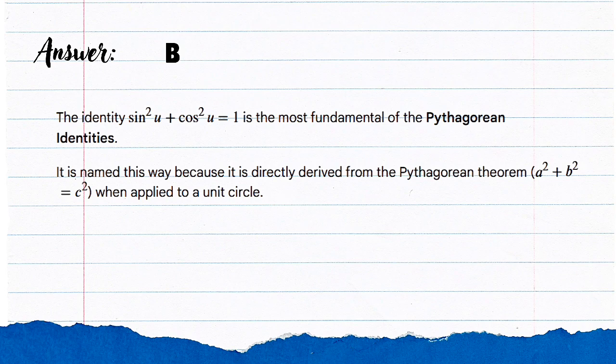So, the identity sine squared u plus cosine squared u equals 1 is the most fundamental of the Pythagorean identities. It is named this way because it is directly derived from the Pythagorean theorem, which is a squared plus b squared equals c squared when applied to a unit circle.